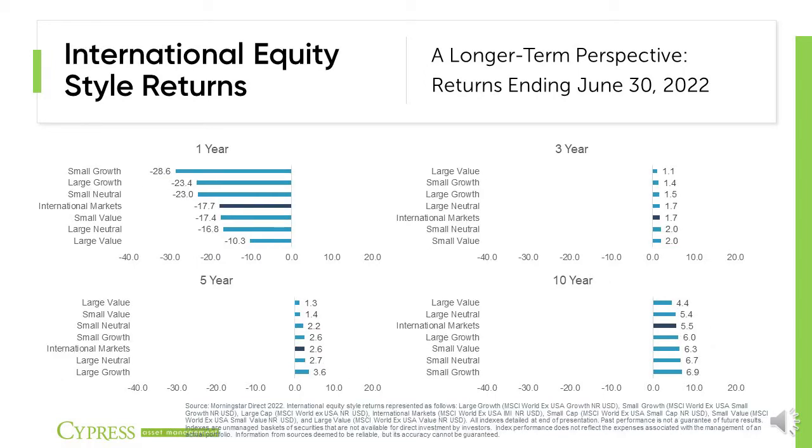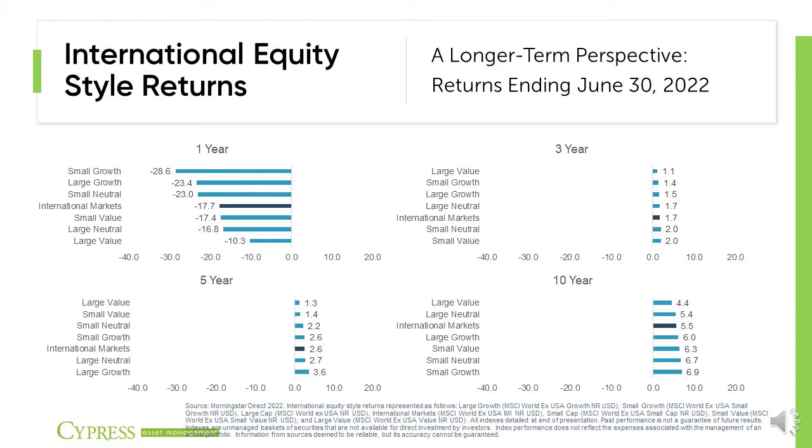Turning now to international markets, we see that large cap value stocks have led the pack over the 1 year period, albeit at a lower total return compared to the U.S. At the longer time horizons, we see small caps, particularly neutral and growth stocks, offering the highest returns over the last 10-year period at 6.7% and 6.9% respectively.